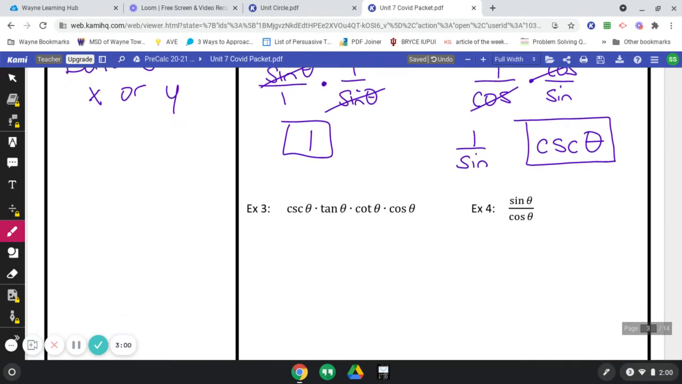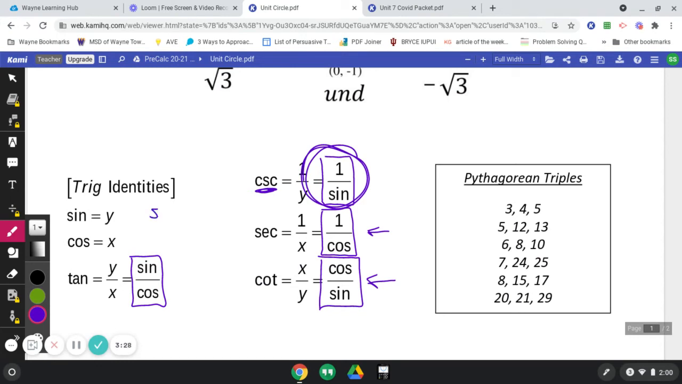Example 3. Cosecant is going to be 1 over sine. Tangent, sine over cosine. Cotangent, cosine over sine. And cosine is just going to be cosine over 1. So if you even want to add that to your unit circle and just say this is going to be sine over 1 and cosine is going to be cosine over 1, you could do that.